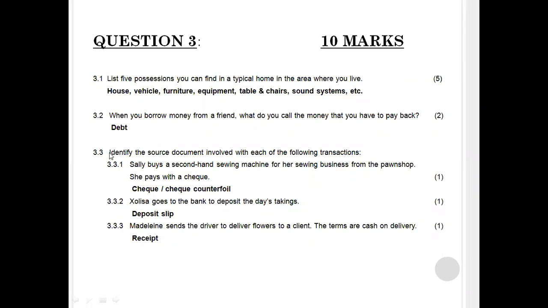So they say there, when you borrow money from a friend, what do you call the money that you have to pay back? For 2 marks? There's no other answer there to give, and the answer is debt. So you must write debt to get the 2 marks. Because if you borrow money, you need to pay money back, and we call that debt.